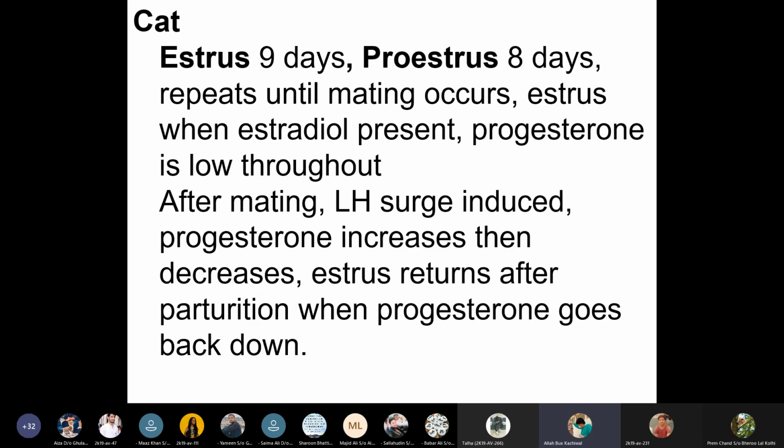In the case, estrus is 9 days and proestrus is 8 days. This repeats until mating occurs, and estrus occurs when estradiol is present and progesterone is low throughout. After mating, the luteinizing hormone surge is induced, and progesterone increases, then decreases. Estrus returns after parturition when progesterone goes back down.